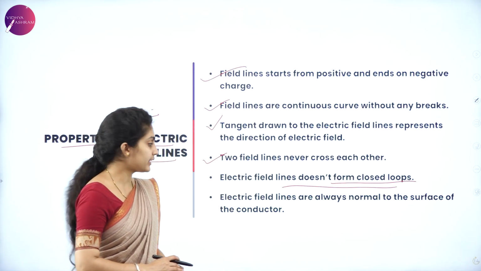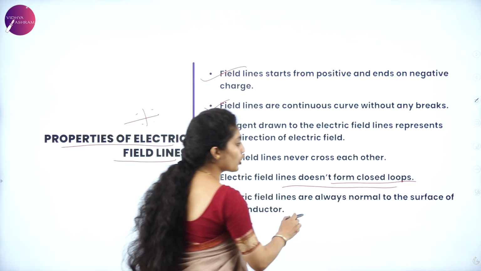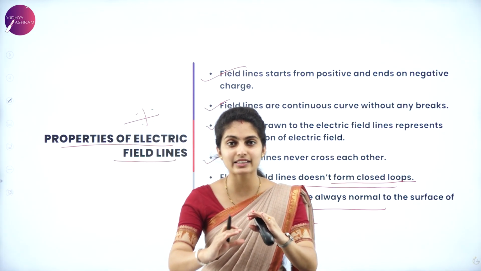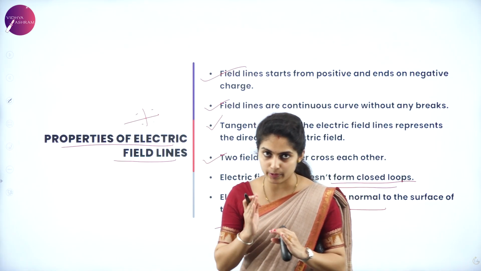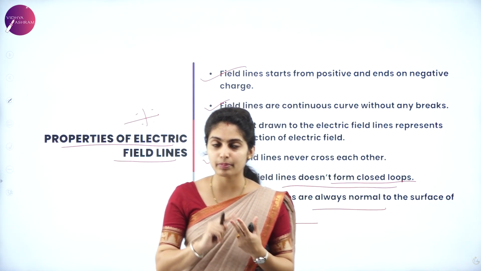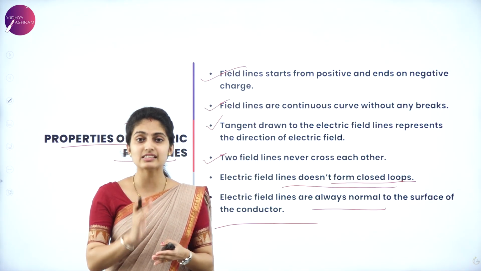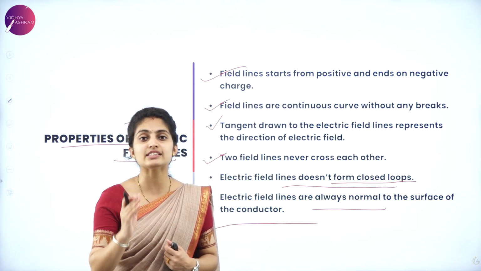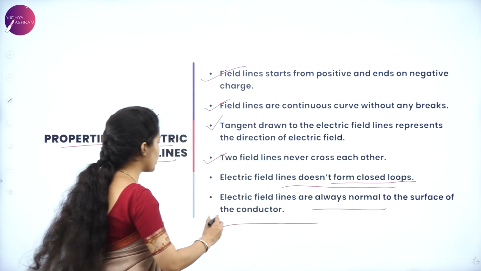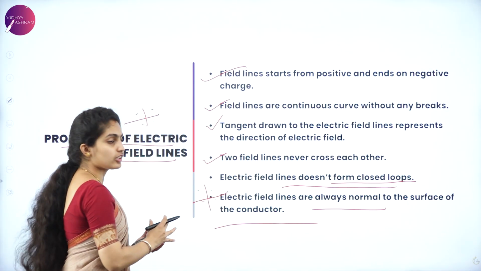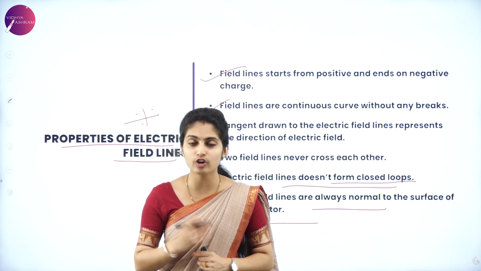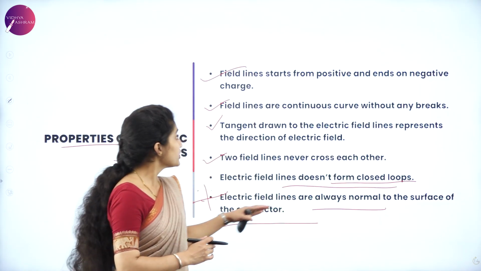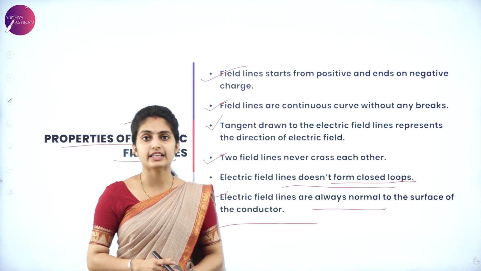And the last property is that the electric field is always normal to the surface of the conductor. If there is a surface of the conductor, it acts always normal, or in a radial or perpendicular way. Normal, radial and perpendicular, the three are one and the same, that is, it is at 90 degrees. So how does the electric field line pass? It is always normal to the conductor, and this is one of the main important concepts, an important line to be noted down, because it is very useful for the further applications of this chapter. So this is all about the properties of electric field lines.